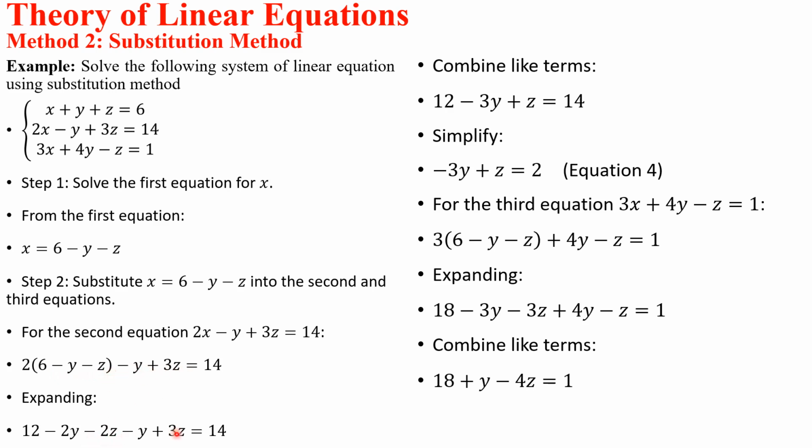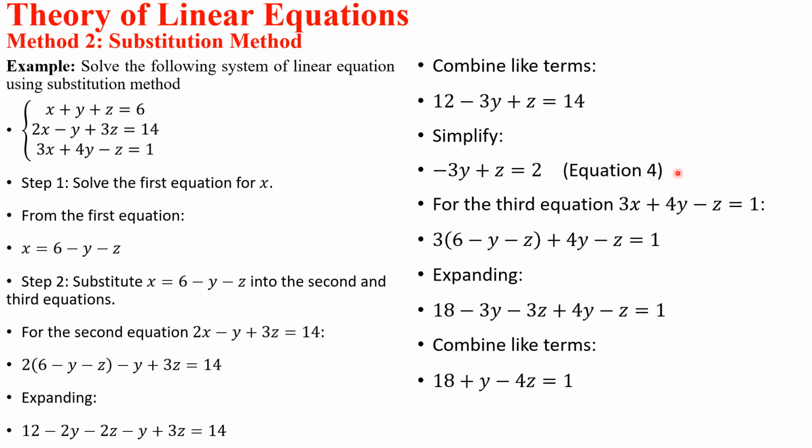So we then continue and collect like terms. Collecting like terms shows that minus 2y minus y will give us minus 3y. Then minus 2z plus 3z will give us plus z. Then we've got 12 here and 14 here, so we subtract 12 from both sides. When we simplify that, we then have minus 3y plus z equals 2. That is 14 minus 12.